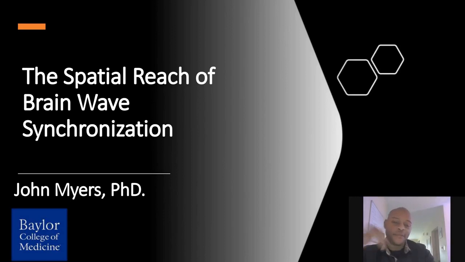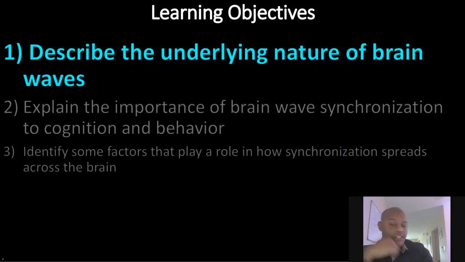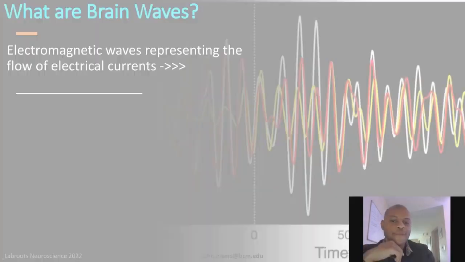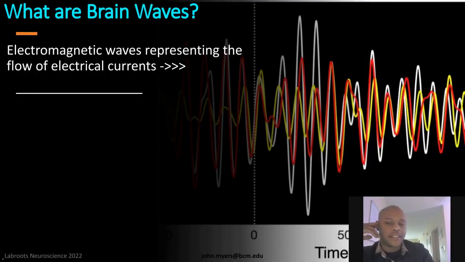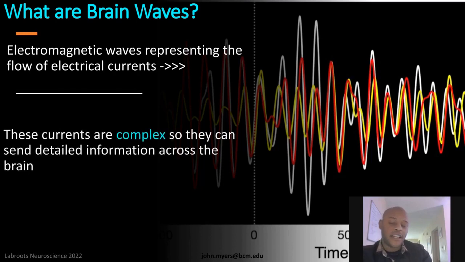The first thing we want to talk about is to understand the underlying nature of brainwaves. We've all heard of these things, these spectral changes that happen inside the brain, but what are they? So brainwaves are electromagnetic waves that represent the flow of electrical currents through the brain, right? And these currents are very complex, so they can send detailed information across neural tissue.